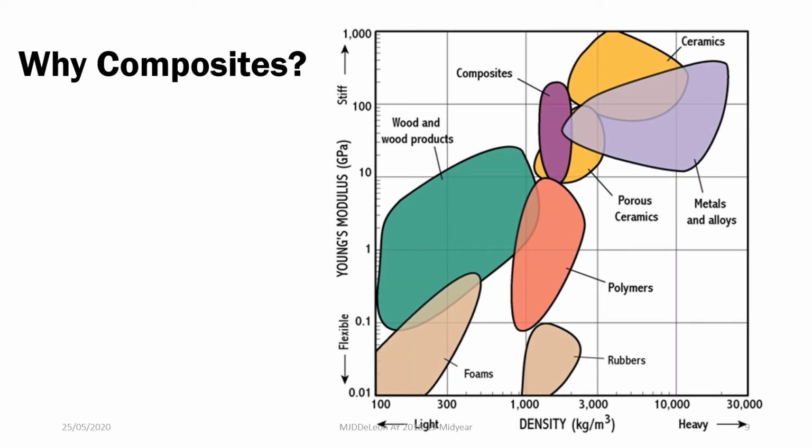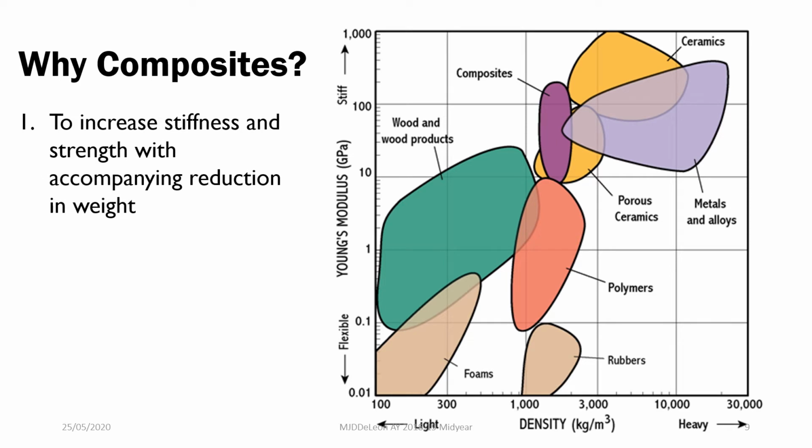So why do we use composites? So kanina nakita natin na pag hindi natin pwedeng gamitin yung three monolithic materials natin, the metal, ceramics, and polymers, we now use our composites. So what makes these composites desirable? So these are just some few reasons why.